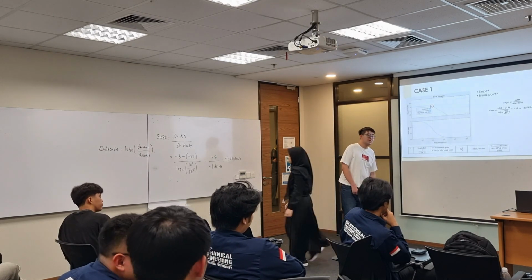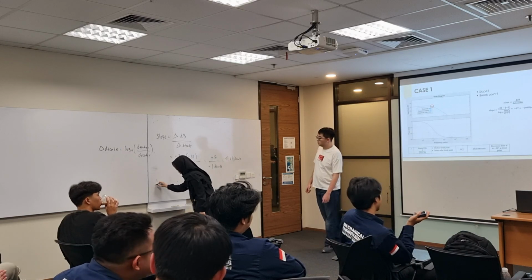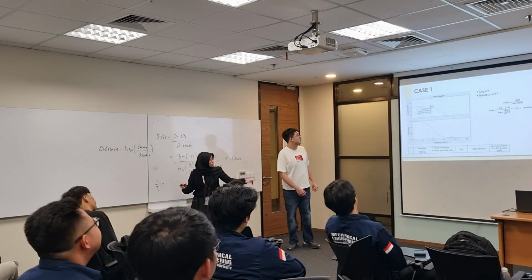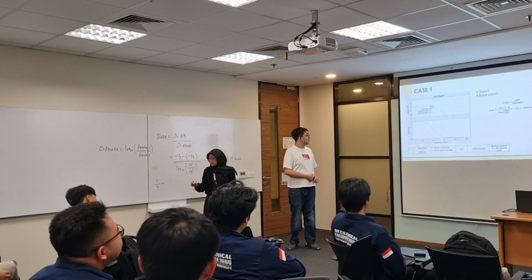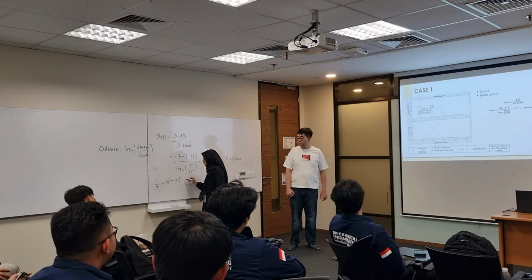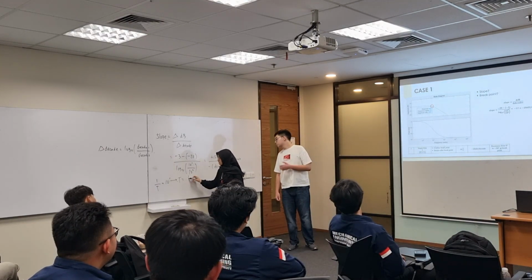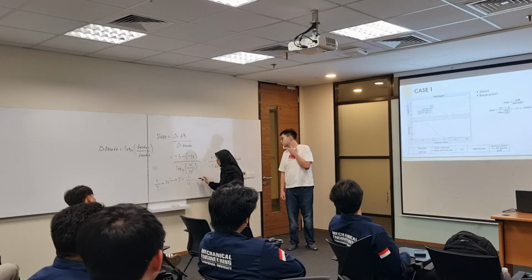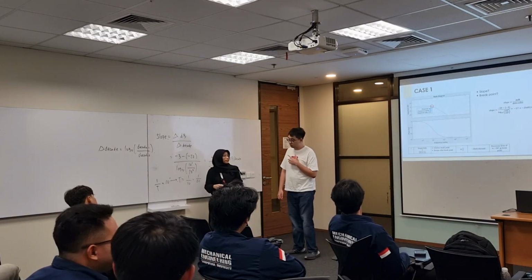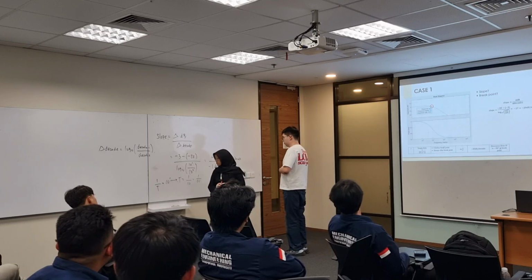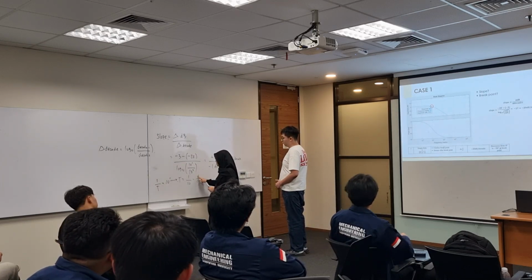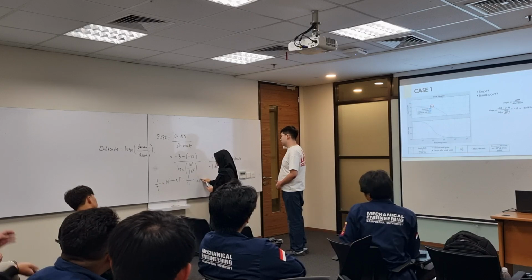So we write it like this: 1 over T equals 10 to the power of 1. You solve for T: 1 over 10, and T becomes 0.1.